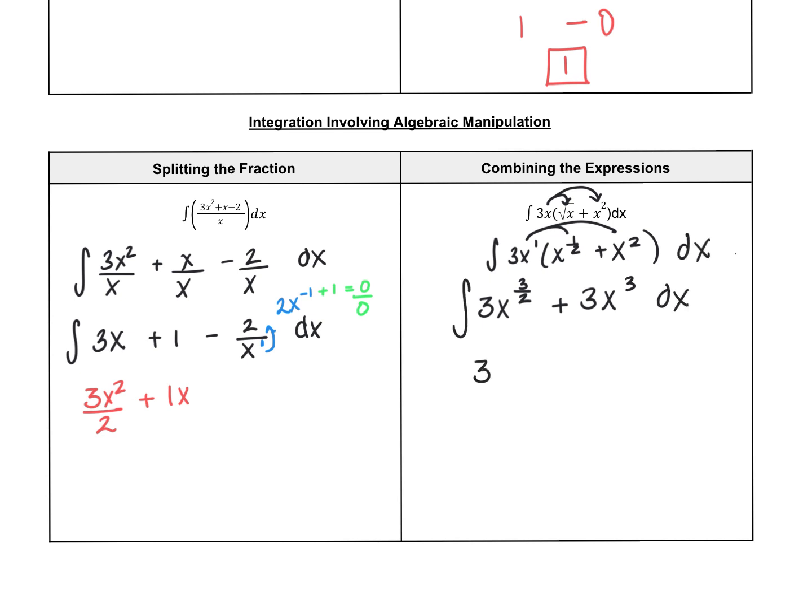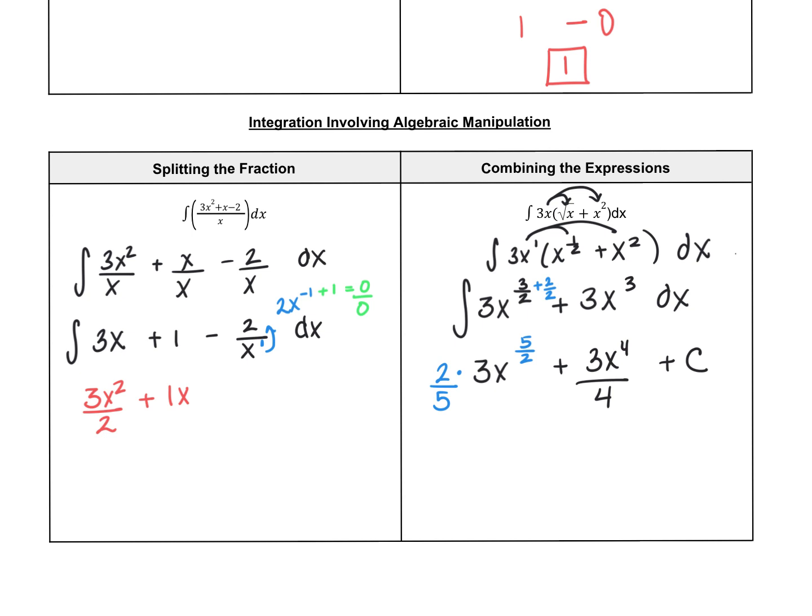So now I can add 1 to the power and divide by that power. So when I add 1 here, I'm really adding 2 halves, which you can see is 5 halves. But instead of dividing by 5 halves, I'm simply going to multiply by the reciprocal. Makes my life easier. And then here, same thing, add 1 to the power, divide by that power. Don't forget plus c at the end.